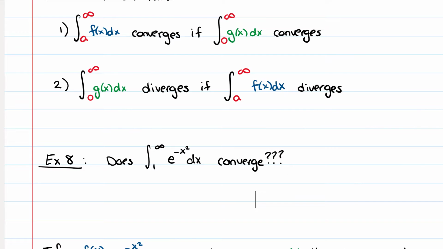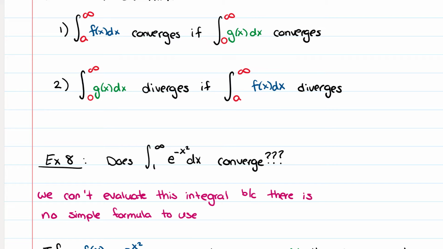So example 8: does the integral from 1 to infinity of e to the negative x squared dx converge? We can't actually evaluate this integral because there's no simple formula that we can use to integrate this. There's no u sub, there's no by parts. So what we need to do is find a more simplified function that we can look at.